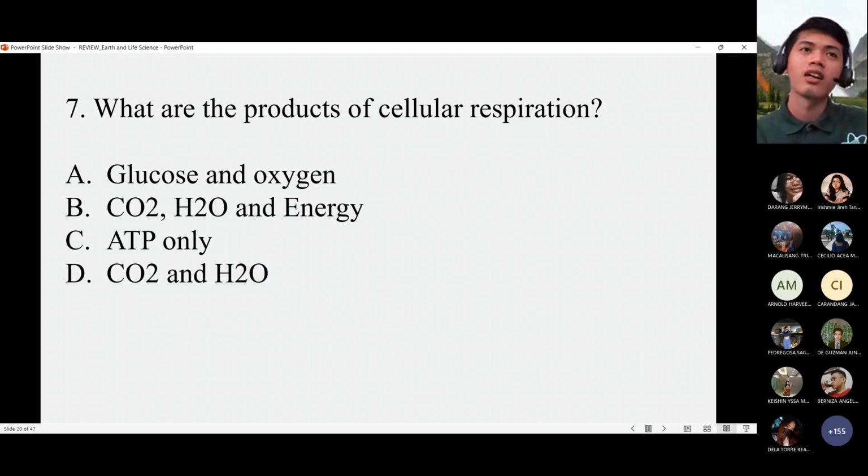Now for the next question, what are the products of cellular respiration? A, glucose and oxygen. B, carbon dioxide, water, and energy. C, ATP only. D, carbon dioxide and water. Is it A, B, C, or D?